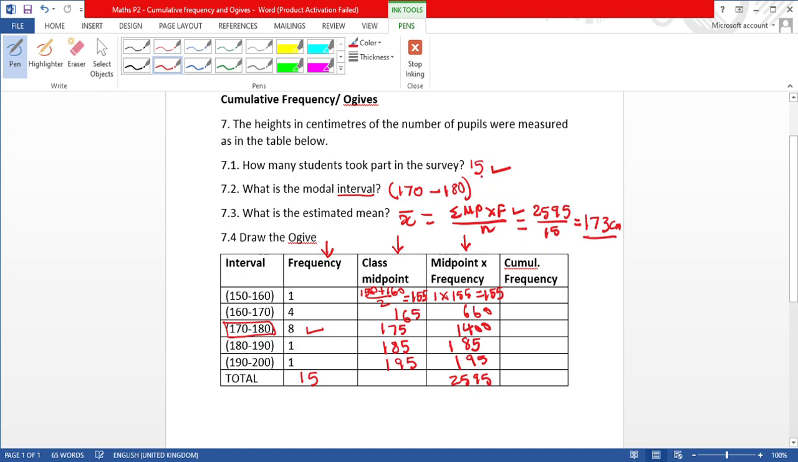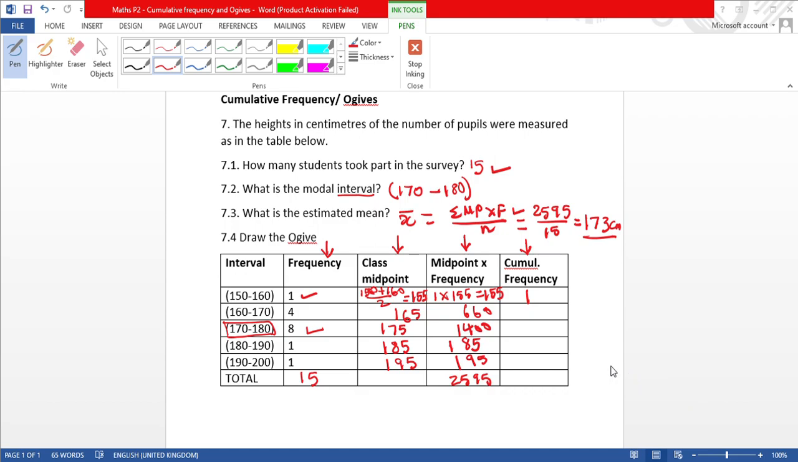Okay, the final question is draw the Ogive or the Ogive curve. So in order to draw the Ogive curve, you need to work out the cumulative frequency. Okay, I'll show you how you do that. The first value of the cumulative frequency should be the same as your frequency, so for the frequency you have a 1, you're also going to have a 1 on your cumulative frequency. The next value is cumulative. I think the term is self-explanatory. You basically are accumulating your frequency.